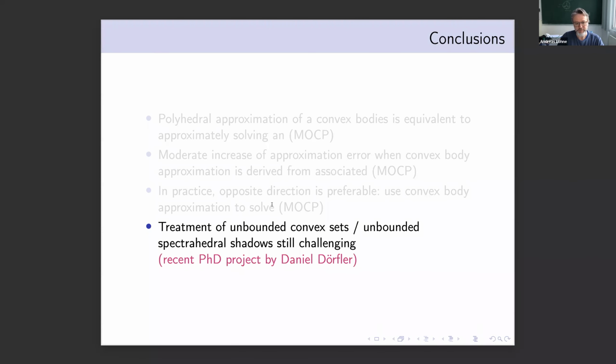But the treatment of unbounded convex sets and unbounded spectrahedral shadows is still challenging. In the bounded case, everything is nice and easy, but of course, the unbounded case is also interesting, and this is a recent PhD project by Daniel Dörfler.